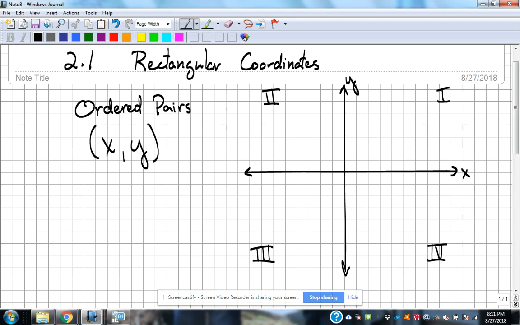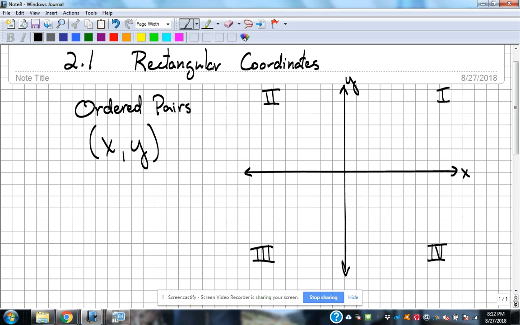No. Okay? So you're going to have some problems on the Canvas quiz and on the test. It's going to ask you, where is this point located? And it doesn't mean put it on there. It says, what quadrant is it in? If it's on the x-axis, then it's not in a quadrant. You would say it's on the x-axis. If it's on the y-axis, it's not in a quadrant. It's on the y-axis. Okay, so that's the difference.